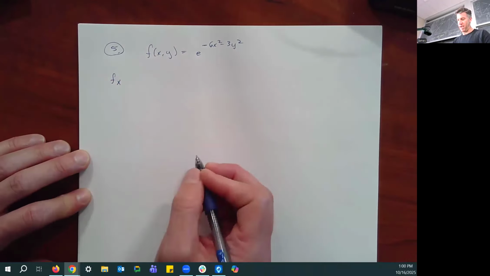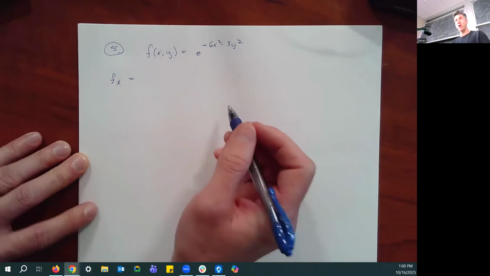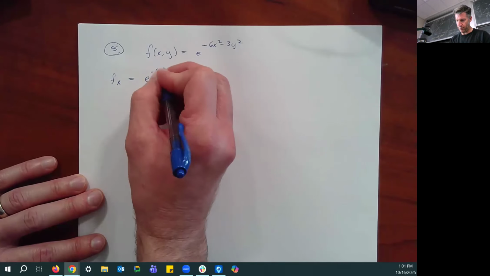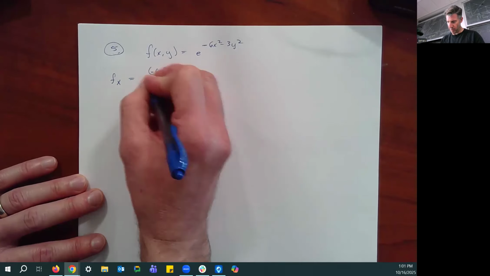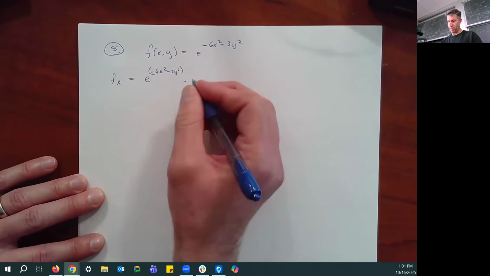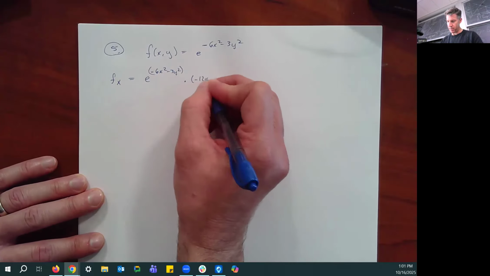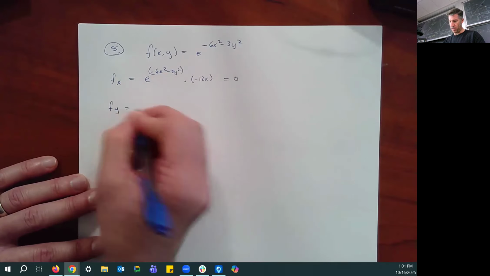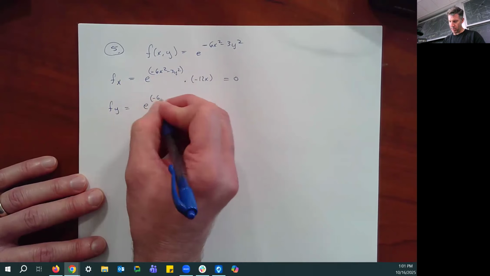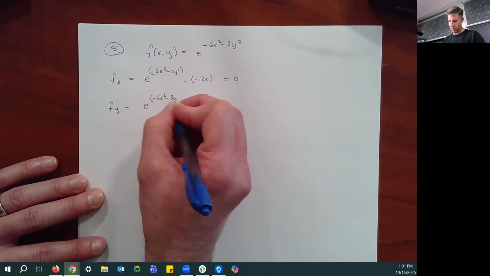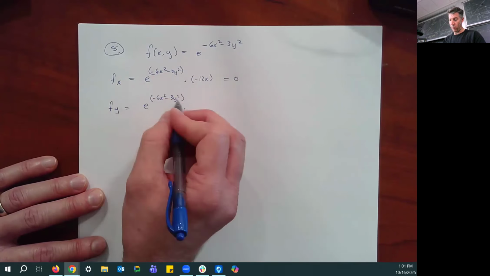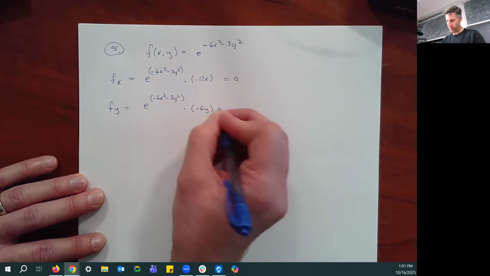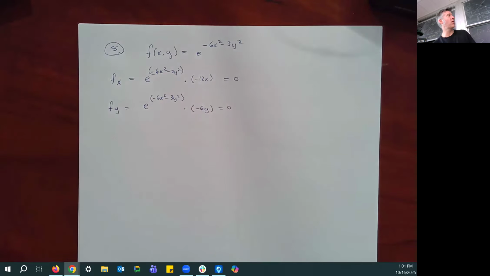My partial with respect to x is going to be, okay, so as a reminder, the derivative of e to the stuff is e to the stuff times the derivative of that stuff, which in this case is going to be negative 12x. And similarly, my fy is going to be e to the stuff, so e to the negative 6x squared minus 3y squared times the derivative with respect to y of that exponent, which is negative 6y. And we say each of these equal to 0.